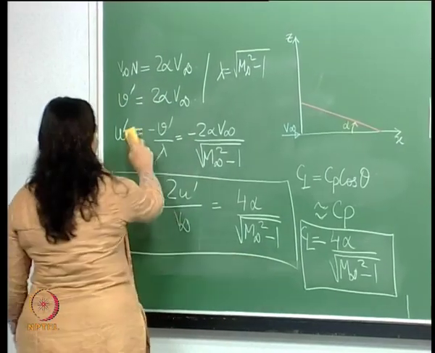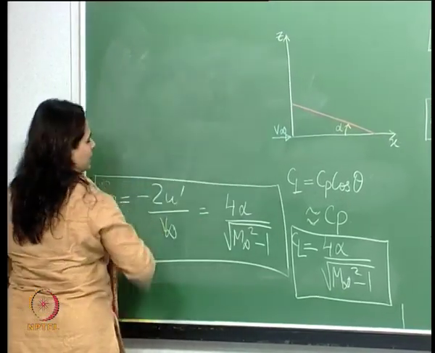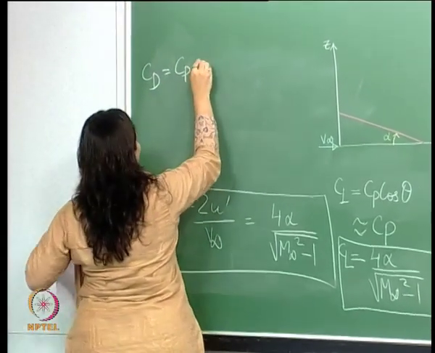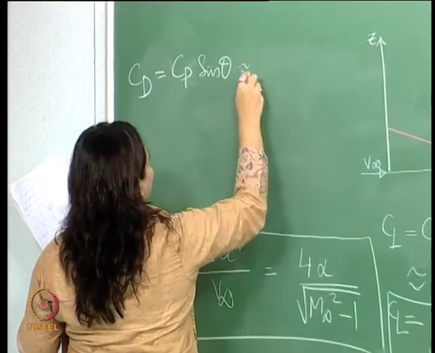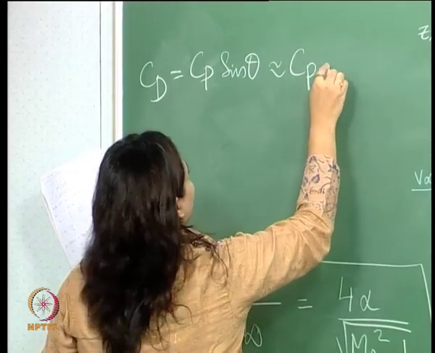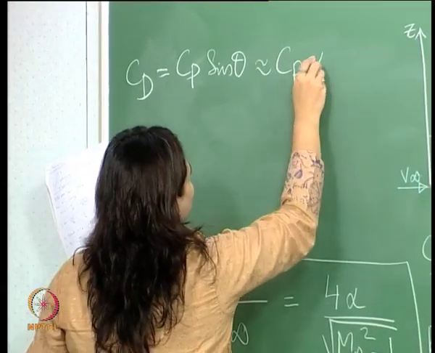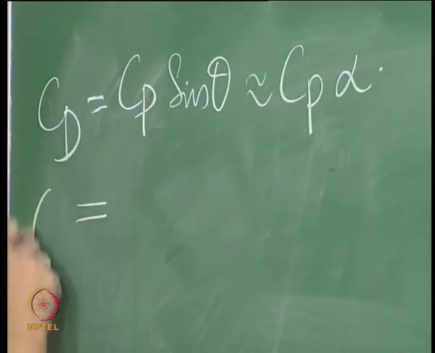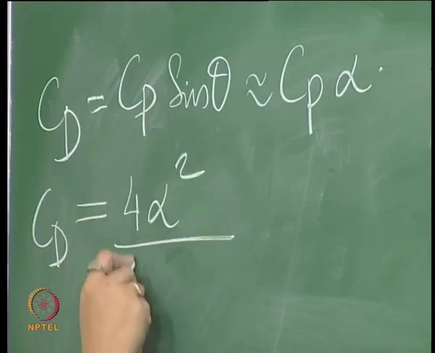And again of course, for CD we take the other component of the Cp. Let me write that over here. CD of course is Cp sin theta. Again, this becomes Cp. Sin theta tends to theta, so this becomes alpha, right. Therefore CD becomes 4 alpha square by this.